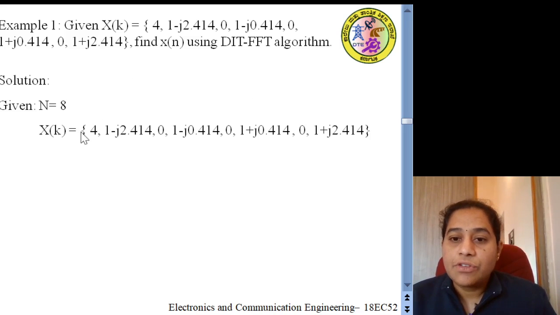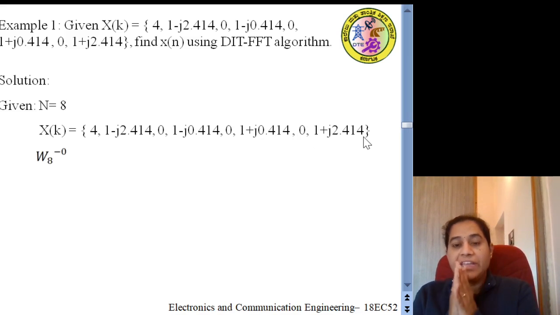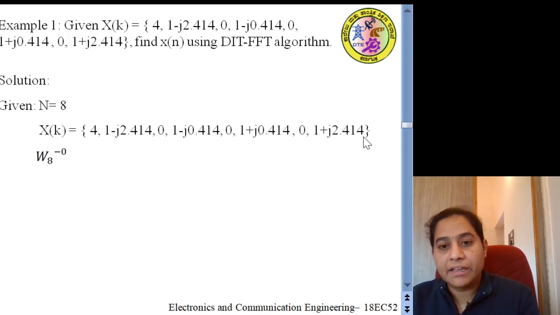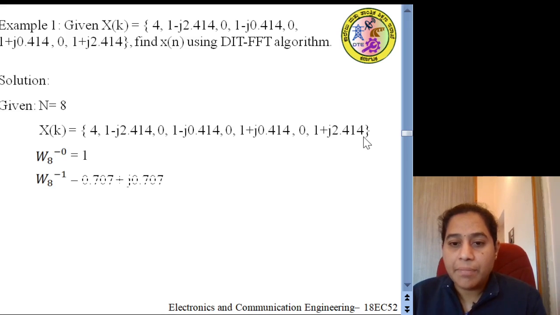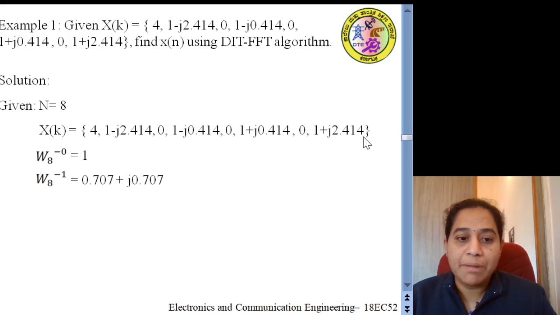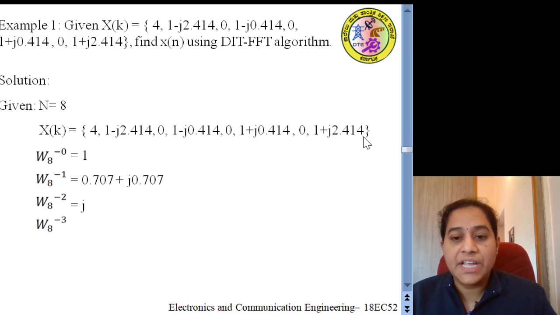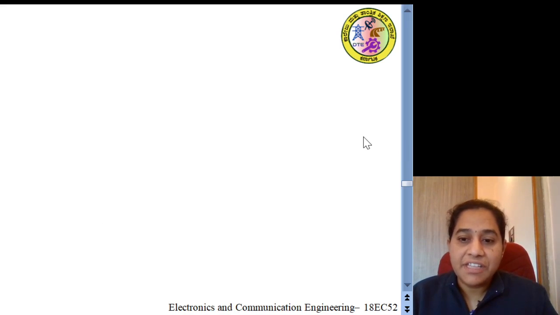So x of k, what they have given, is 4, 1 minus j 2.414, 0, 1 minus j 0.414, 0, 1 plus j 0.414, 0, 1 plus j 2.414. We require four twiddle factors: W8 raised to the power of minus 0, W8 raised to minus 1, W8 raised to minus 2 and W8 raised to minus 3. W8 to the minus 0 is 1, W8 to the minus 1 is 0.707 plus j 0.707, W8 to the minus 2 is plus j. Similarly, W8 to the minus 3 is minus 0.707 plus j 0.707.